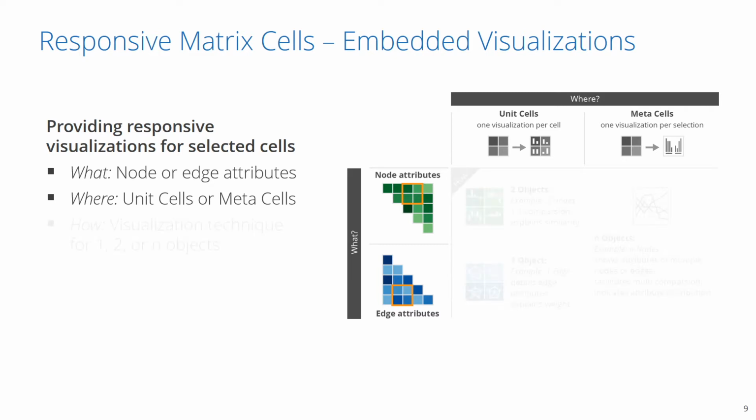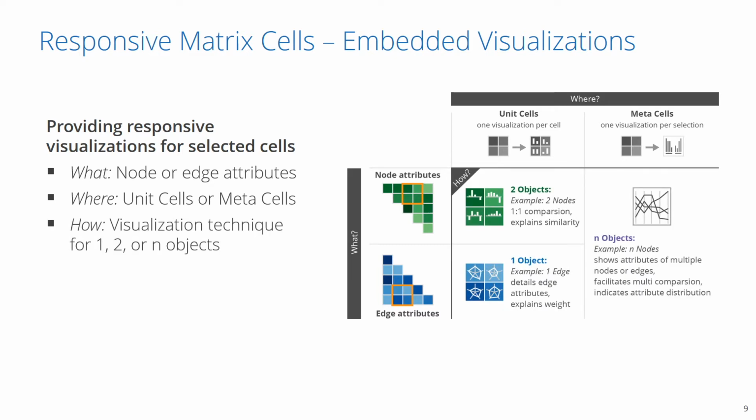The what and where also imply what needs to be visualized, so either one, two, or n objects. In consequence, this affects which specific visualization techniques are suited. For example, consider a unit cell in the adjacency part. The visualization would have to represent one specific edge with its attributes. In contrast, a unit cell in the similarity part would represent the attributes of two nodes at the same time, providing a one-to-one comparison. Finally, a meta cell will always represent n objects, so either n nodes or n edges.